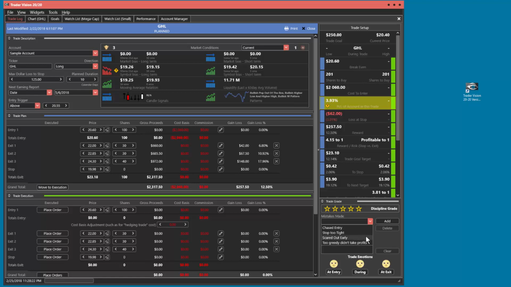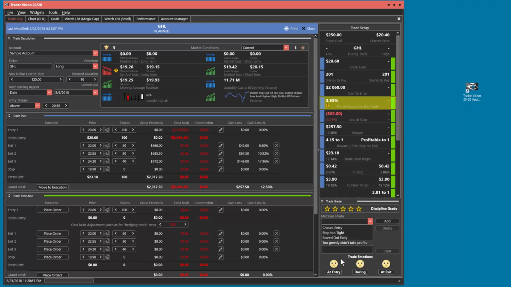Or many more. As long as you use the same term each time you grade yourself, we'll be able to look at your performance under each of these scenarios, under each level of trade discipline, under each type of mistake that you've made, and identify the patterns and say, man, I need to get my discipline under control, or I need to stop chasing entries, or I need to stop setting my stop too tight because that's just leading to a death by 1,000 paper cuts.